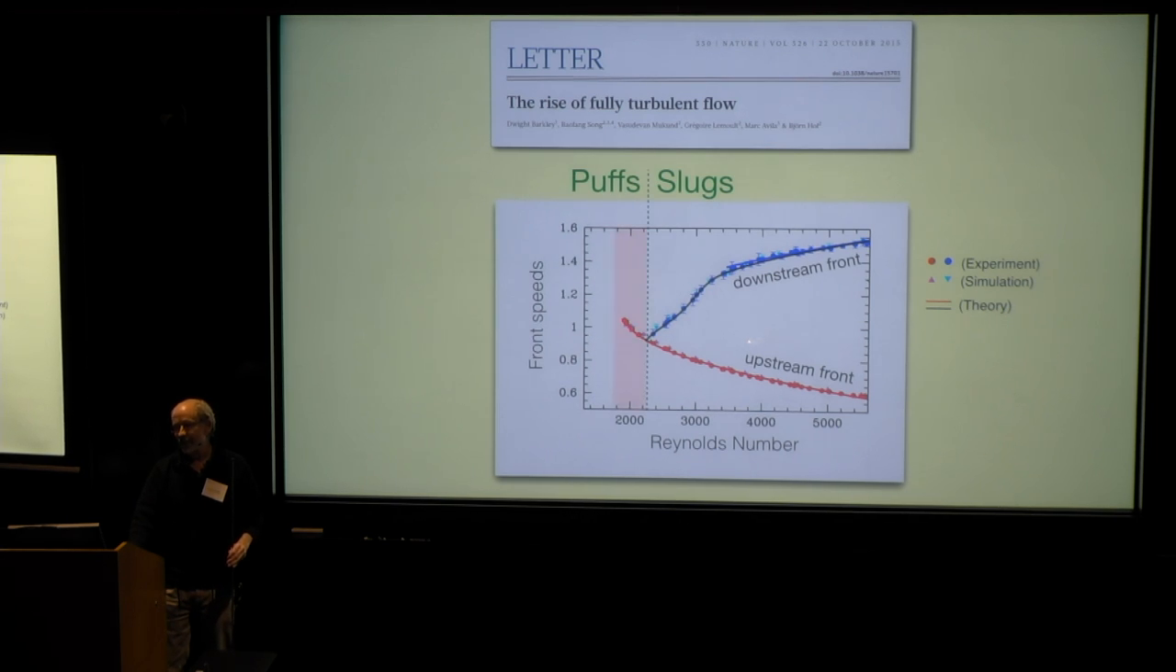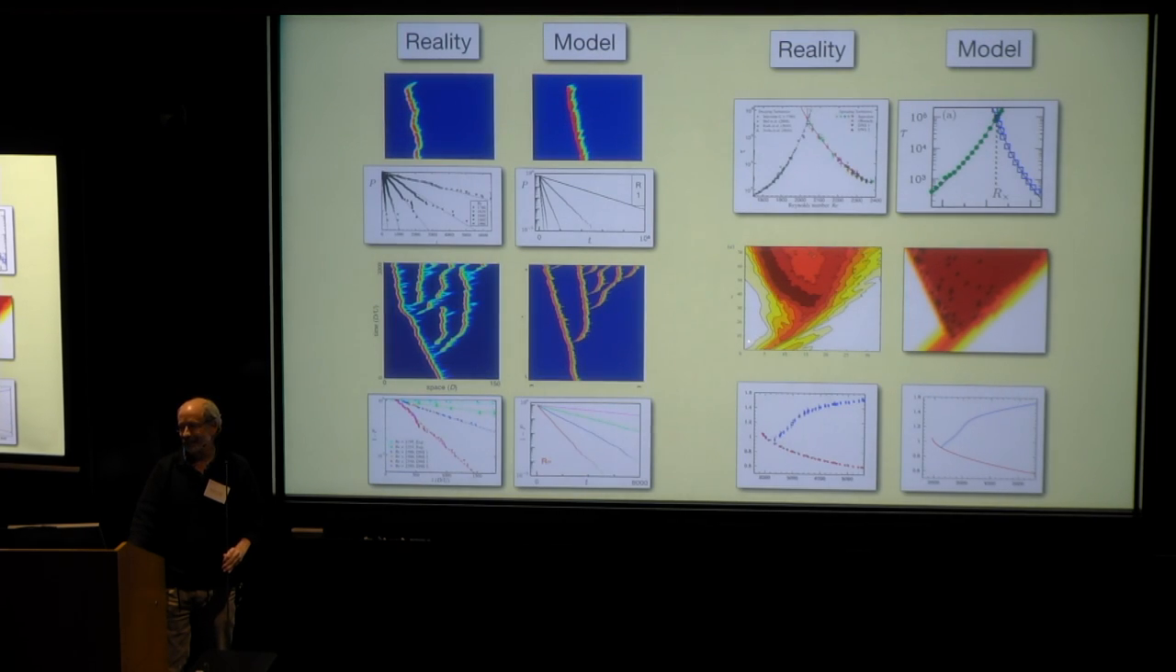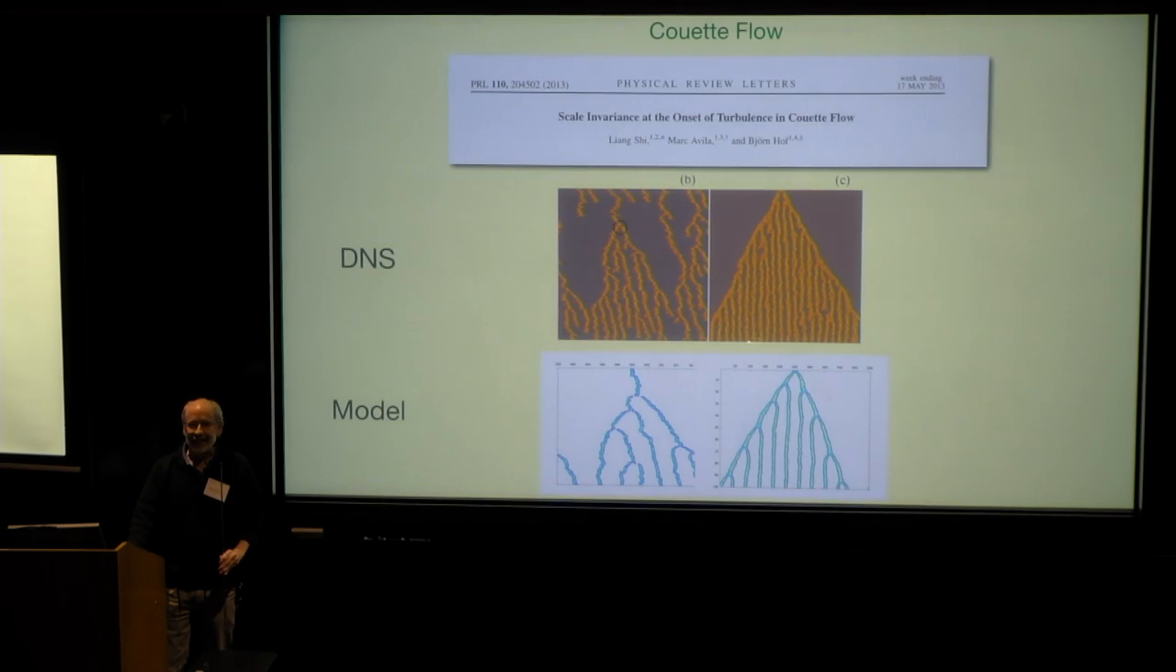It gives you puffs and slugs. It gives you the intermittent regime. It gives you the critical point with a directed percolation transition. It gives you all these phenomena. You can extend it to other models.